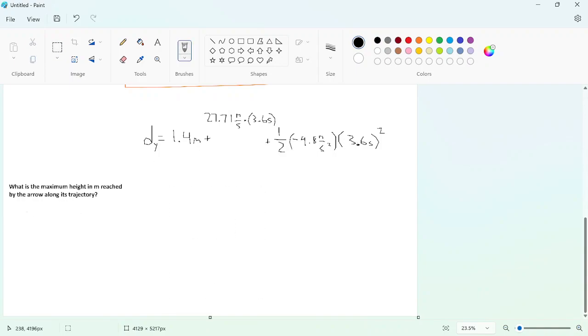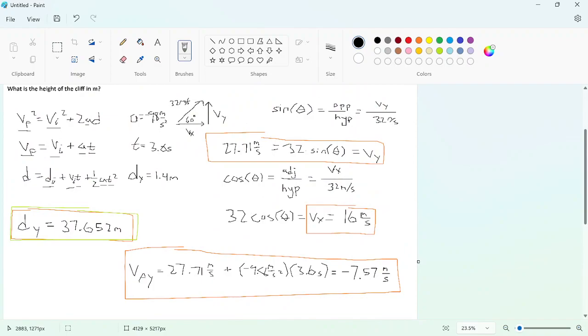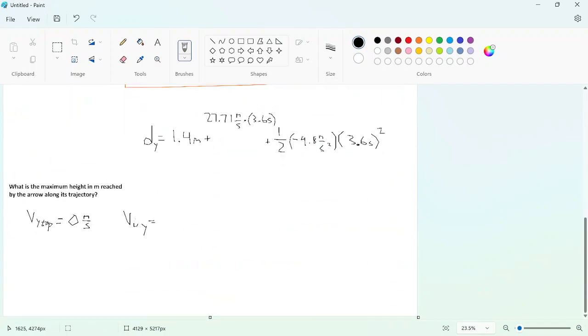So we know that the vertical velocity at the very top is going to be equal to 0 meters per second. Its initial velocity in the y component, which we have somewhere up here, 27.71 meters per second, is going to be equal to its initial velocity.